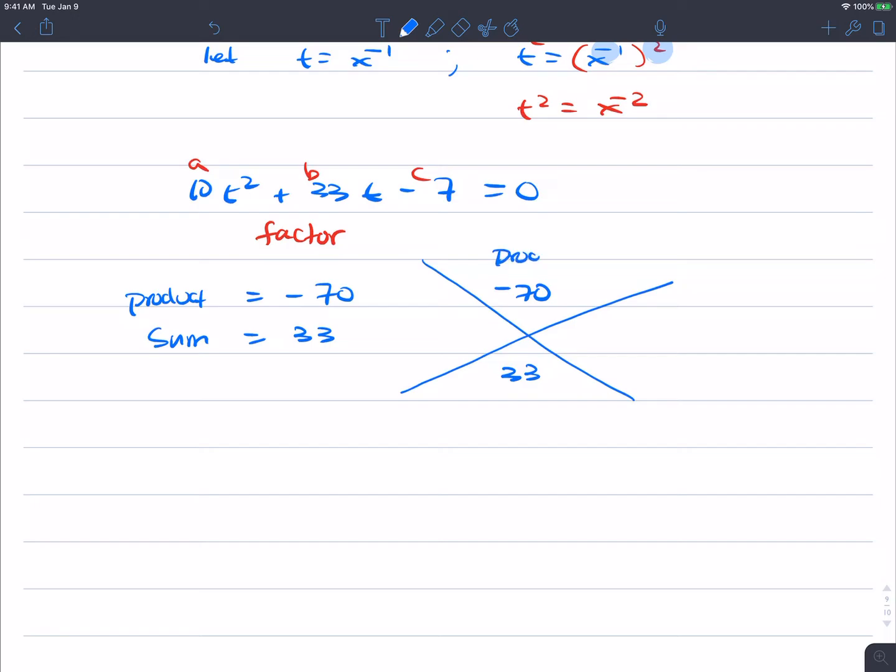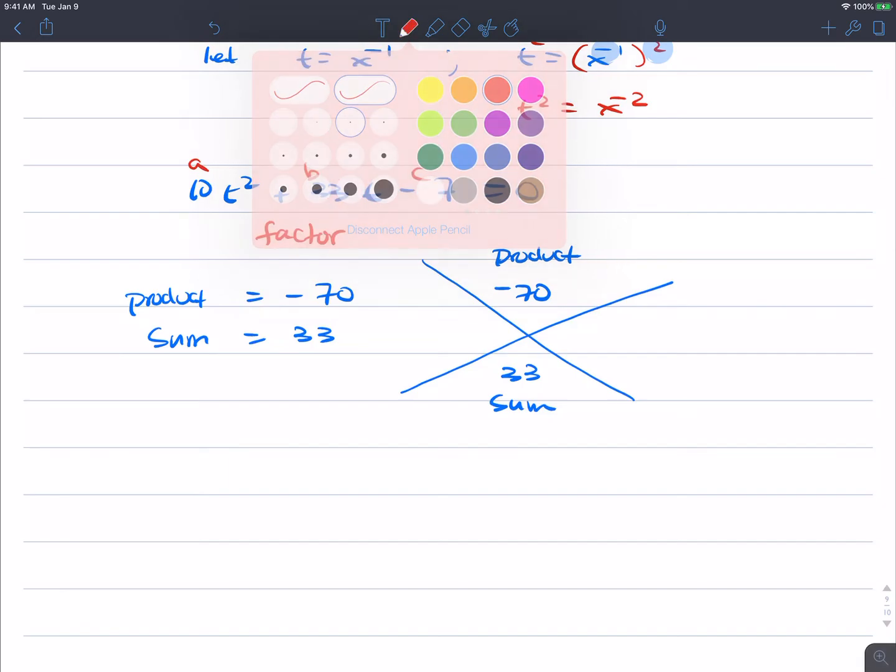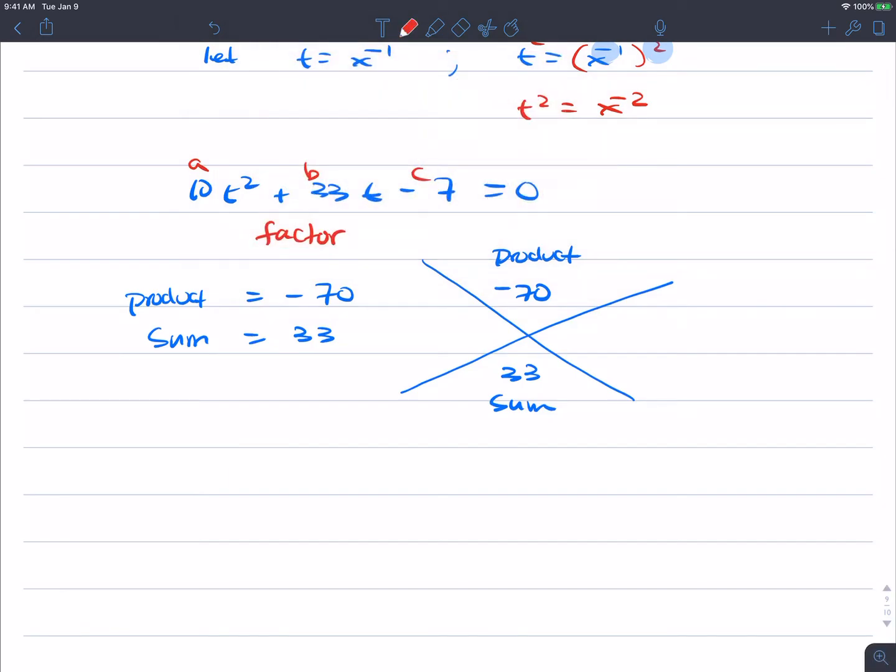So here's our product. So we need two numbers multiplied together is negative 70, and when added is positive 33. So one of the numbers has to be negative and the other is positive. So I'll put a negative sign here. We're going to try 35 and 2. Now be careful here, because it's true that negative 35 times positive 2 is negative 70, but when I add it, it's going to be negative 33. That's not what we have.